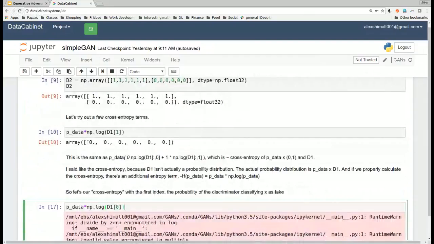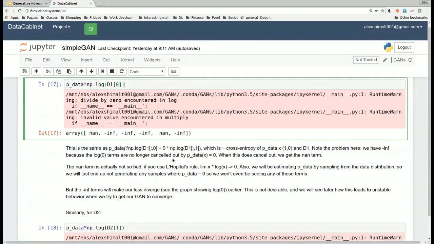Actually, let me just talk about this output really quickly. We can see here that once we evaluate it, this is all 0. But that actually makes sense because everything is being classified as correct. So D1 is always 1, and log of 1 is 0. So 0 times the probability distribution is just going to be 0. That makes perfect sense.